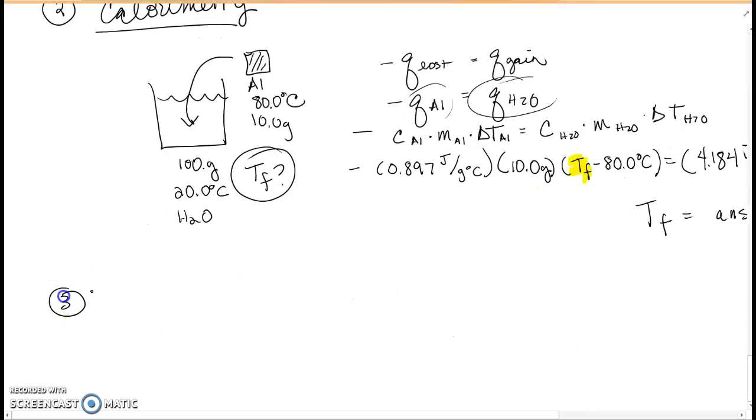The last kind of question, which I won't go through but we will eventually, is that we're going to run into heat of reaction problems, like knowing what delta H is when a reaction happens. And that's something that we're going to take a look at.